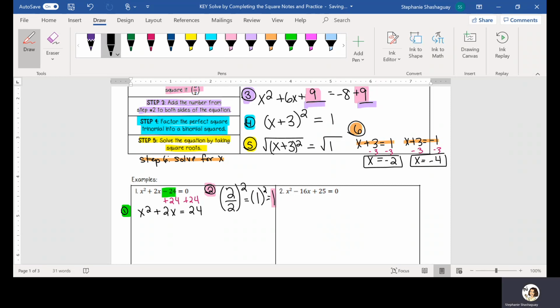So for step 3, we're going to add the number from step number 2 to both sides of the equation. So we're going to have x squared plus 2x plus 1, right? Because that's our b divided by 2 squared. And that will equal 24 plus 1. We're always going to leave that blank spot there to fill in that b term because we are completing the square. That's what we are doing.